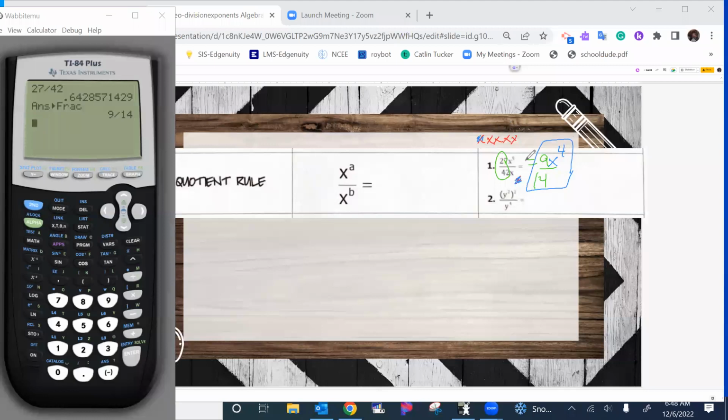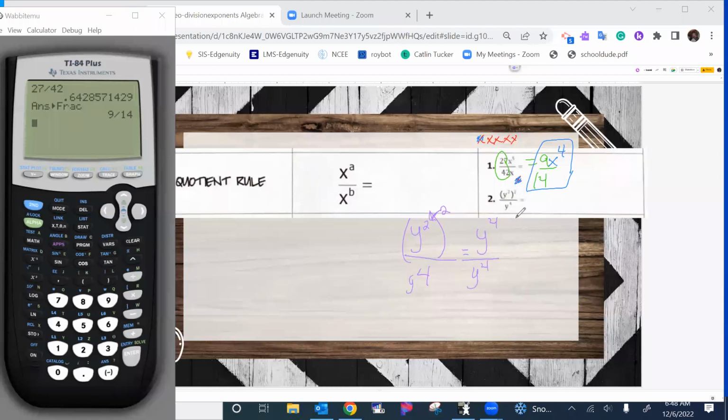All right. So next one here, let me just write it bigger so you can see it. Y squared to the 2nd power all over y to the 4th. So you can see that we're going to have to use one of our previous rules, our power rule here. Notice how only the top is in parentheses, not the bottom. So if I bring that parentheses in, I have y to the 4th over y to the 4th.